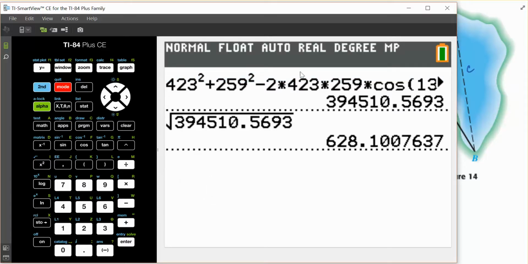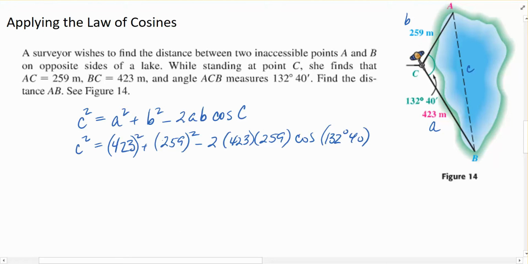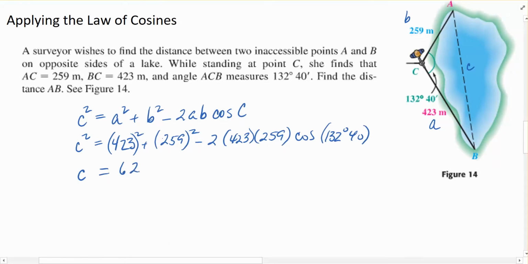When I put that whole string in, I ended up with that large number, 394,510, highlighted in blue. But don't forget that when I'm solving for the side using the law of cosines, I now have to take the square root, which I did here, giving me a side of 628 meters if I round to the nearest whole number. So c ended up being 628 meters.